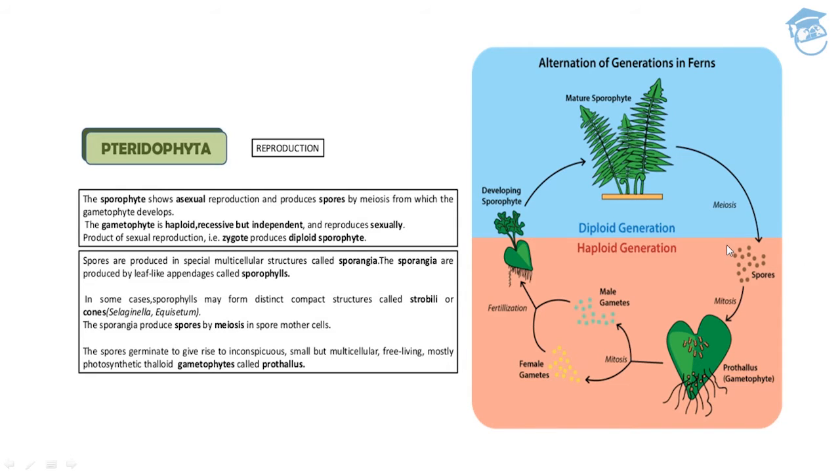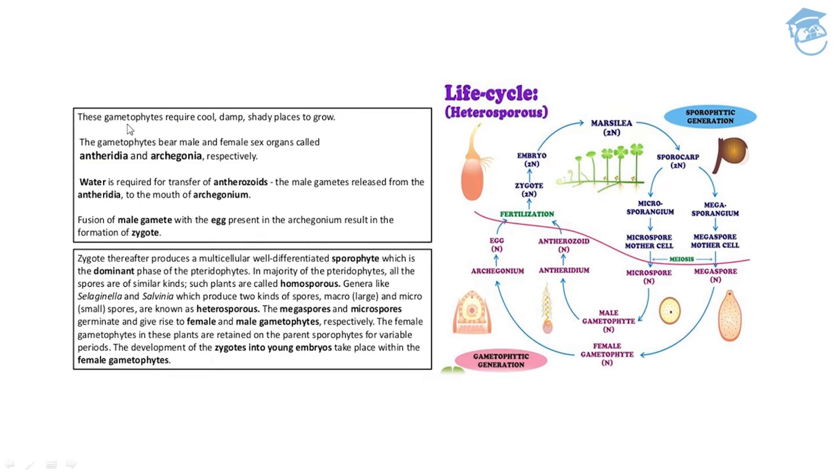And please note that spores are produced in a special multicellular structure which is called sporangia. And sporangia are produced by leaf-like appendages which are called sporophylls. Okay. And in some cases sporophylls may form a distinct compact structure which is called strobili or cone. I'll be showing you what a cone is, but for the time being just know that this is how it goes. These gametophytes require cool, damp and shady places to grow.